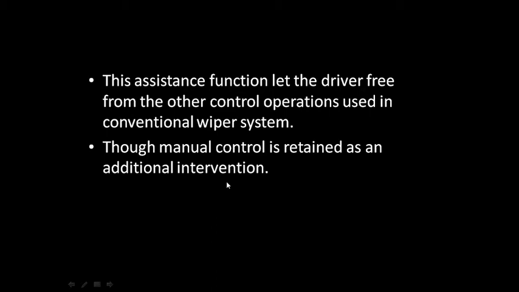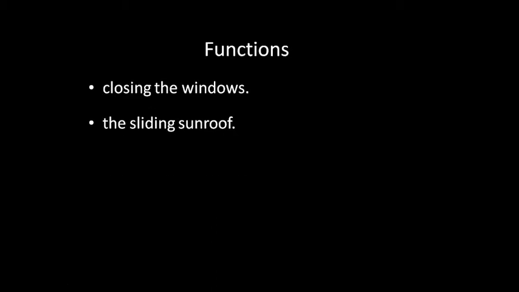Next, we are going to talk about the functions. The rain sensor, how does it work again? It again works for closing the windows as it senses the rain, light or heavy, in any condition, and also the sliding sunroof. That also is done because of the sensors. We can tell rain or any other conditions.